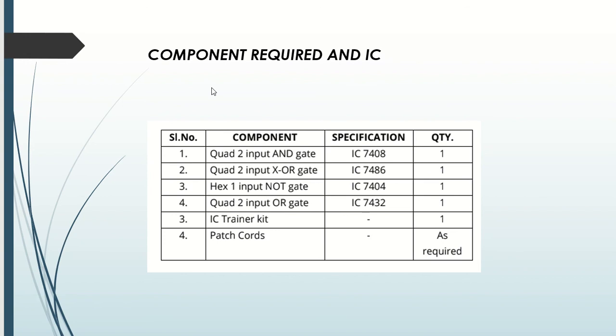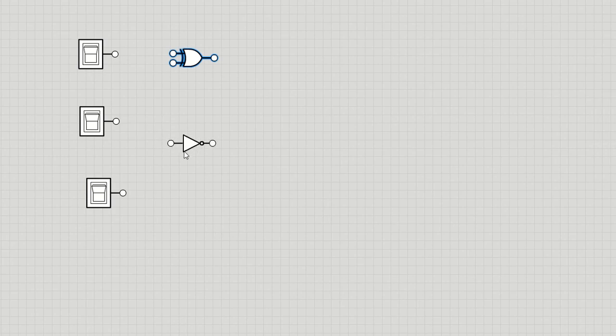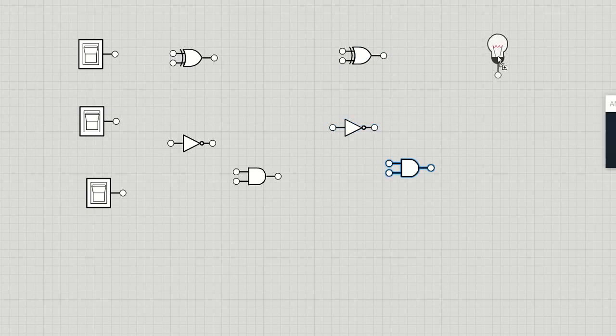Now let's see the demo for full subtractor. A, B, C, one NOT gate, one AND gate, another XOR gate, another NOT gate, and an AND gate, another AND gate, two light bulbs, and finally one OR gate.